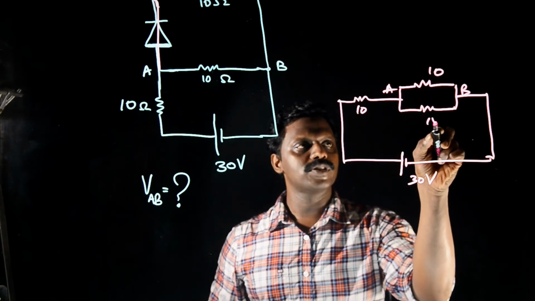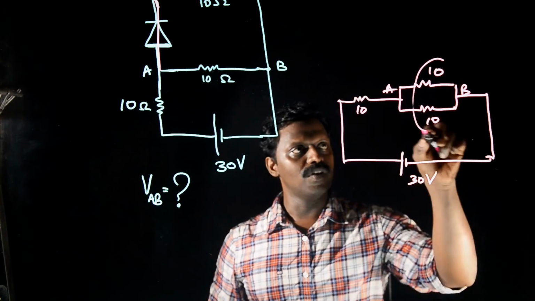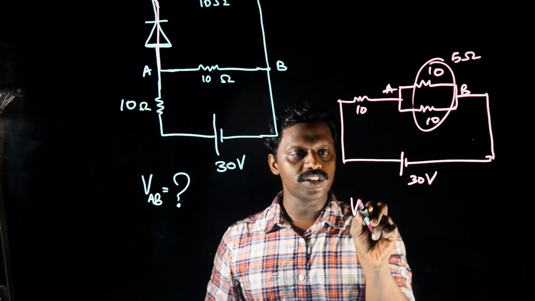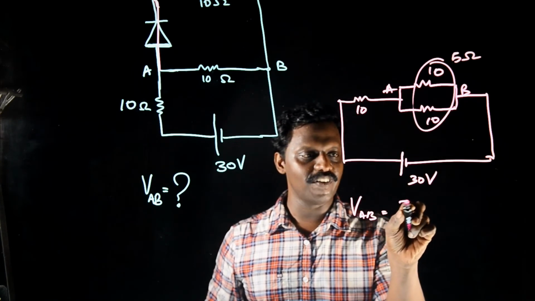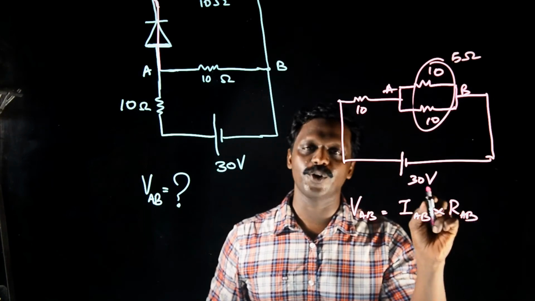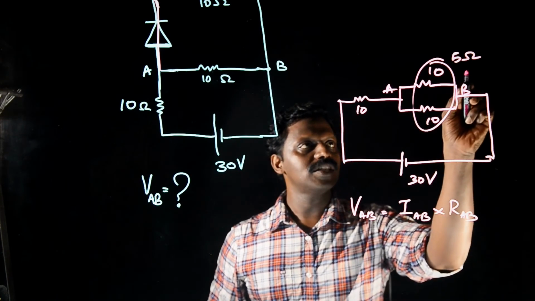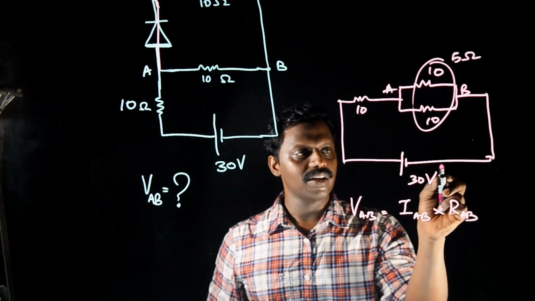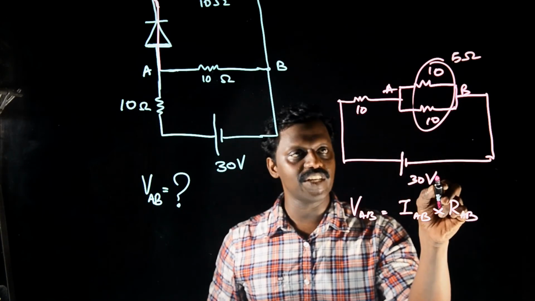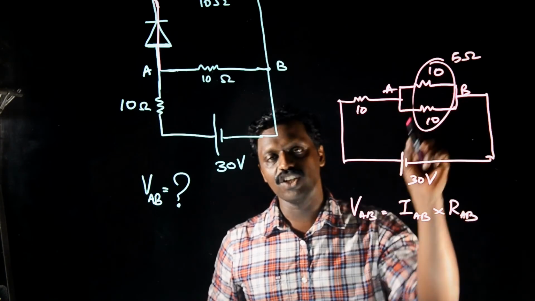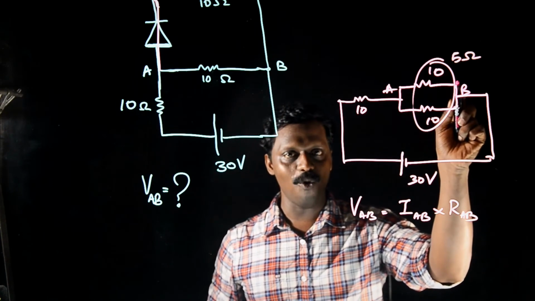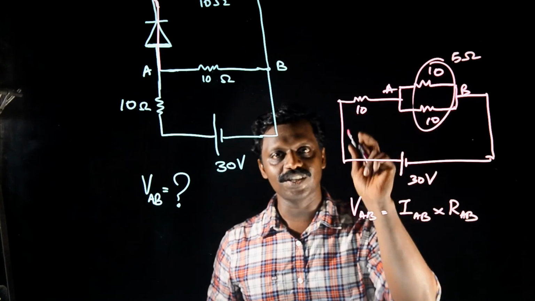So the two 10 ohm resistances in parallel across AB will yield an effective resistance of 5 ohm. The potential difference across AB is given by the current flowing through AB multiplied by the effective resistance across AB. The current can be calculated as the effective EMF divided by the effective resistance. The two 10 ohm in parallel yield an effective resistance of 5 ohm, which is in series with this 10 ohm resistance.